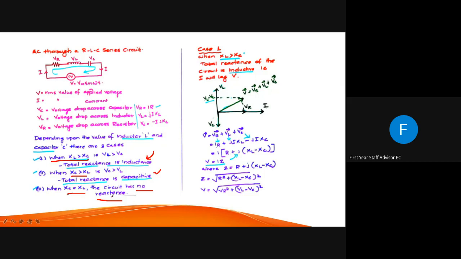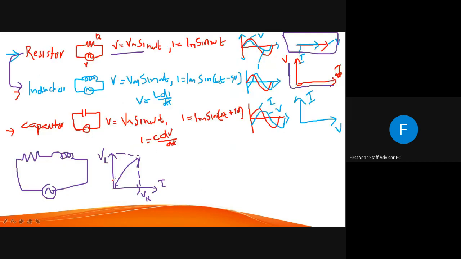Okay. Now, how to draw the phasor? First, all are the same steps. Everything we have studied has the same steps. What is the first step? I am taking current as a reference. So this is current.